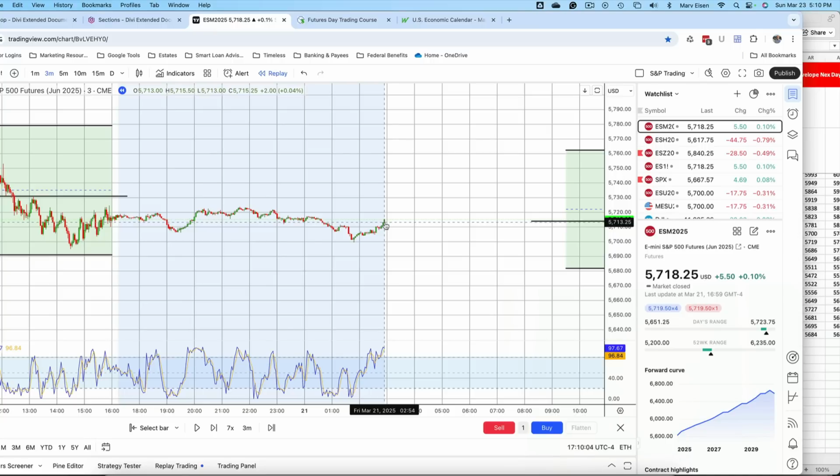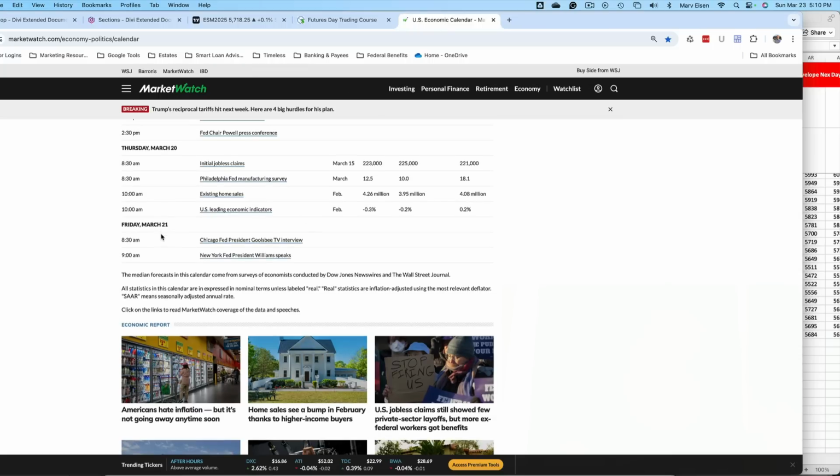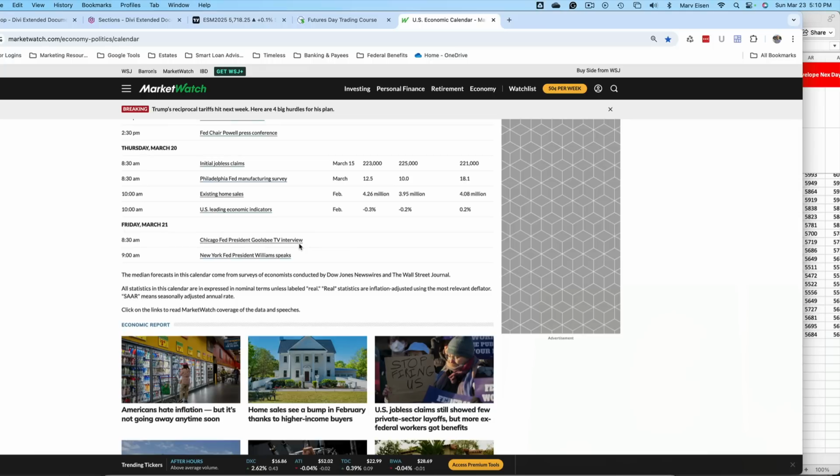Now, the reason that I'm going to say it's very typical is that I look at the economic calendar for the following day to see where the market is likely to trade, to see if there's going to be any news that's going to affect where the market is likely to trade. And so here, the economic calendar for Friday, March 21st, there were two announcements: the Chicago Fed President Goolsbee TV interview and the New York Fed President Williams speaks. Now, neither of these are market-moving events. Neither one of them. All right, so let's go back to the chart.